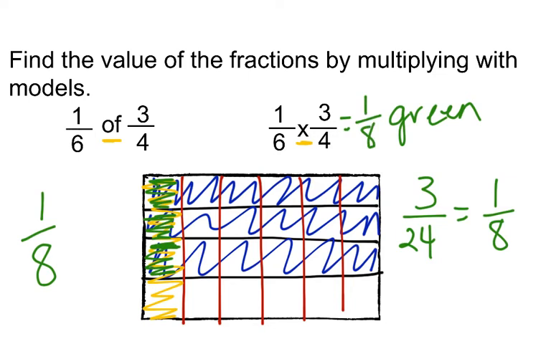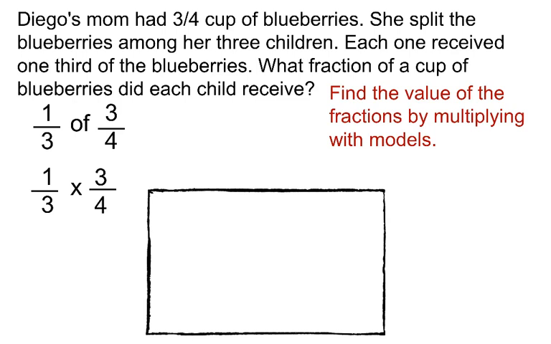So building models with multiplication is a good way to really visualize the answers. Let's look at another example. Diego's mom had 3/4 of a cup of blueberries. She split the blueberries among her 3 children. Each one received 1/3 of the blueberries. What fraction of a cup of blueberries did each child receive?